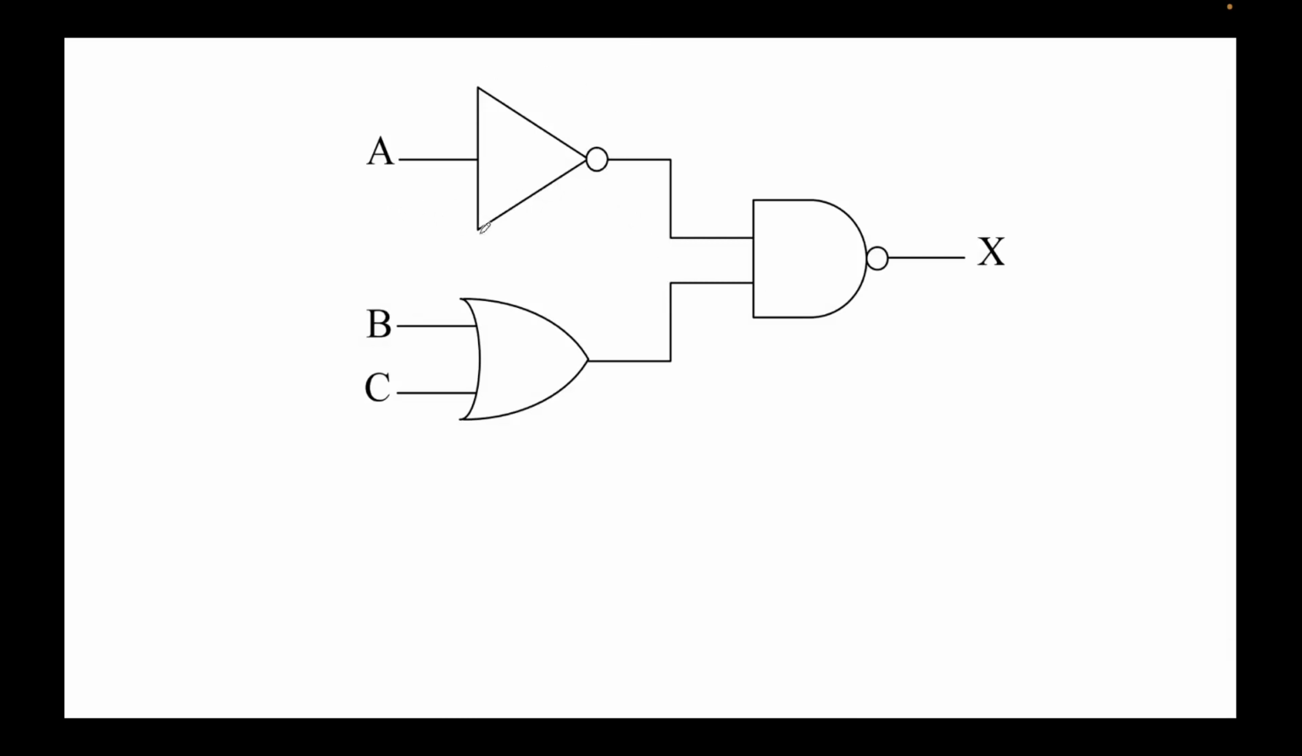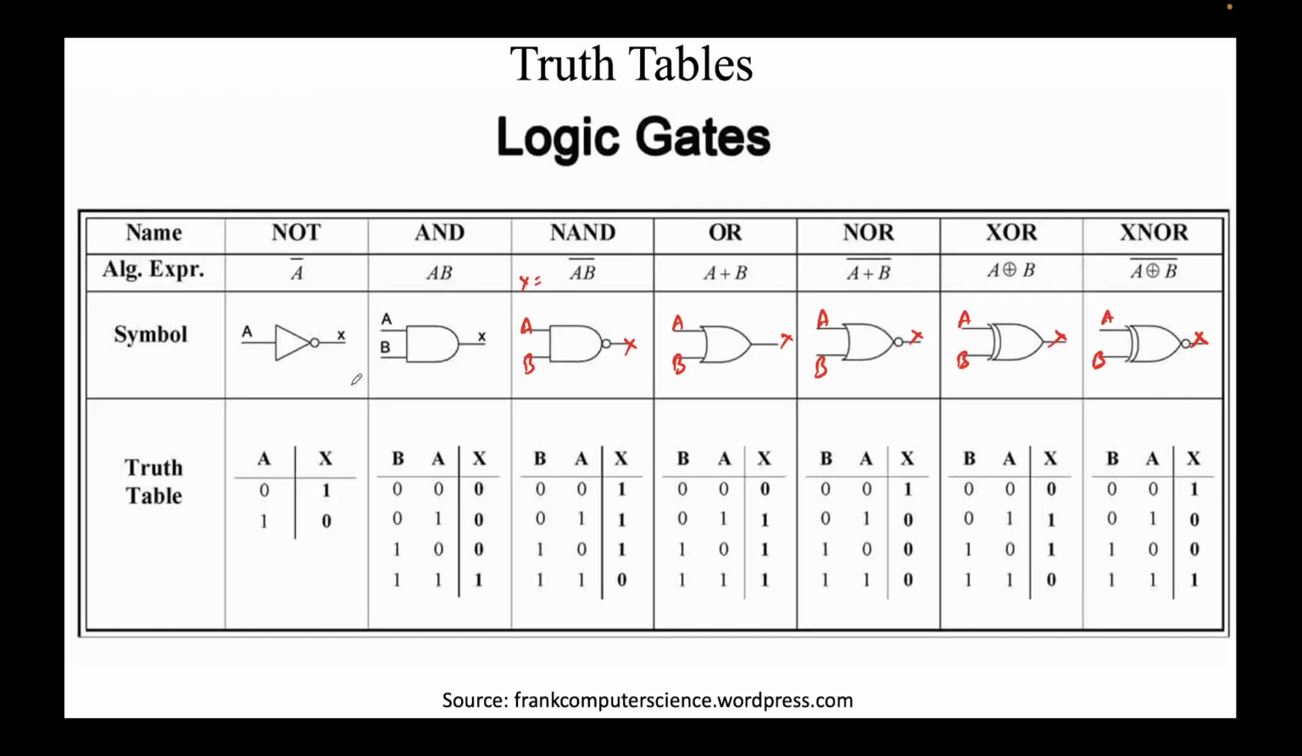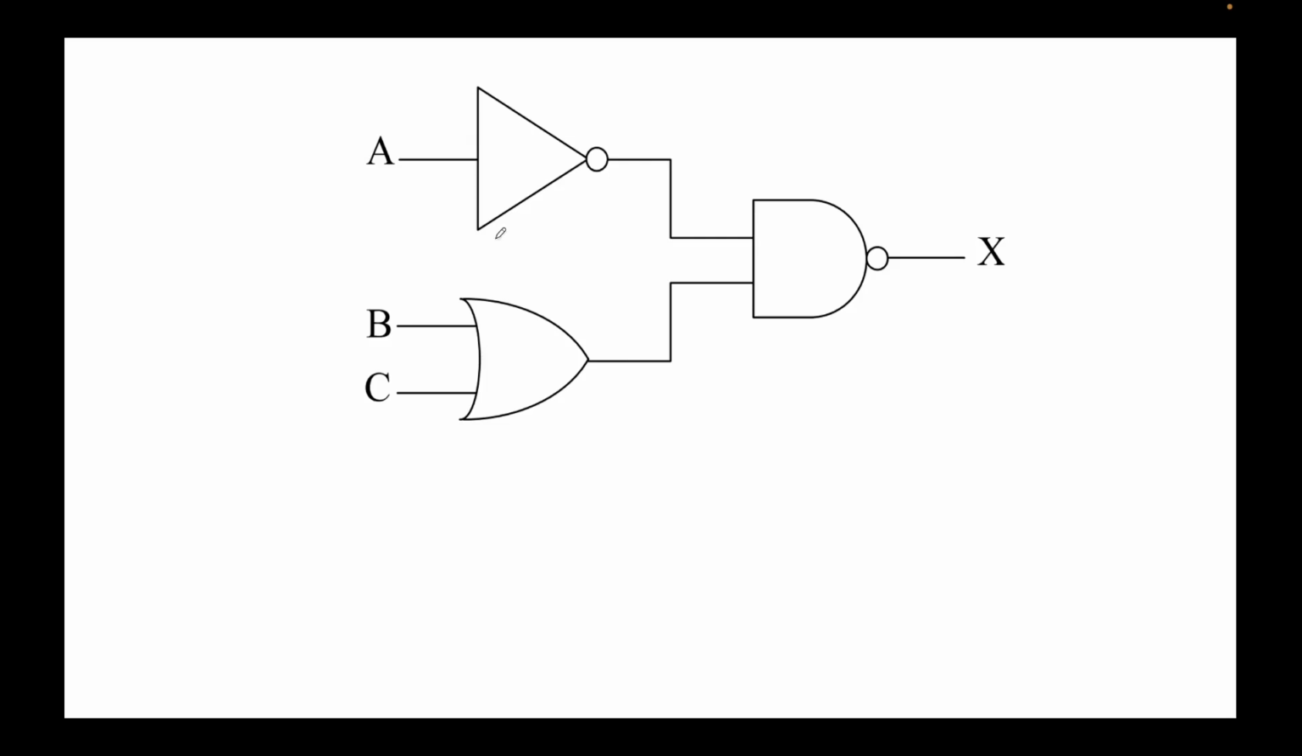So we had a NOT gate at the top, we have an OR gate at the bottom, and we have a NAND gate at the right. I've identified these gates just based on how they look. Now let's first look at the top NOT gate. The input to this NOT gate is A. And we know that the output of the NOT gate is nothing but the inversion of whatever is being provided to it.